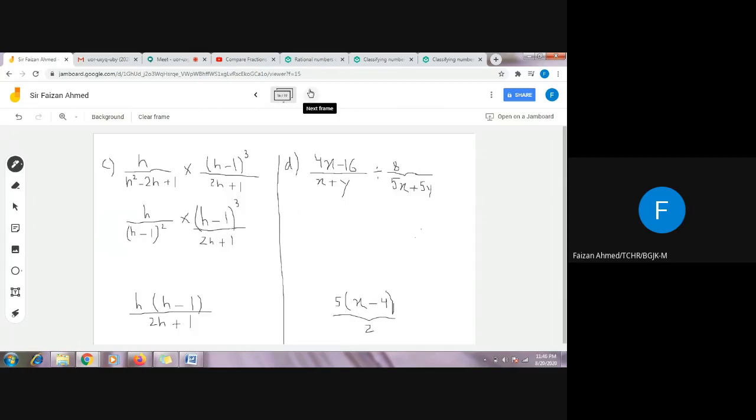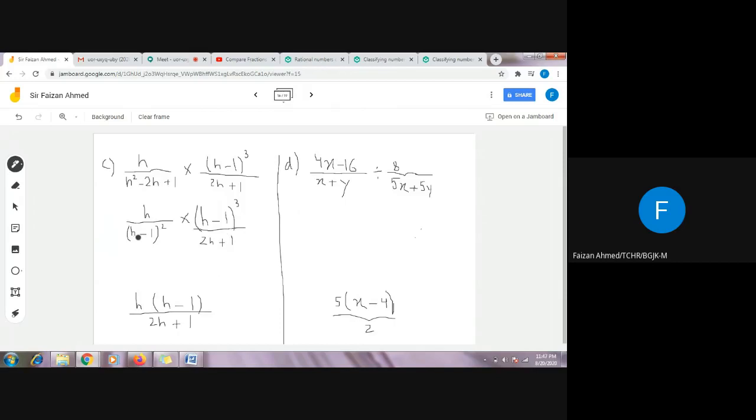And what did I do? I just applied the identity. You can also factorize this expression by the middle term breaking method, and it will require 2 or 3 steps, but if I apply the identity directly, this is basically identity number 2.